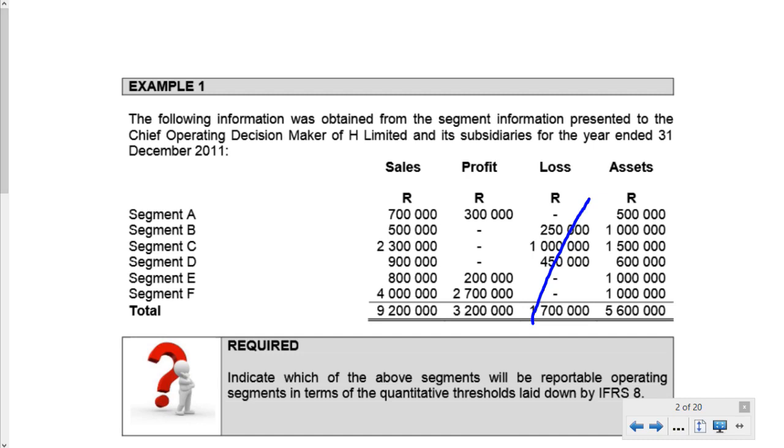Okay. So you're going to go through these using those 3 rules: 10% revenue, 10% profit, 10% assets, and you're going to tell me which of those would be reportable segments and which of those are not reportable segments. When you're done, I want you to add up the sales of the reportable segments and make sure it adds up to 75% of the total, which is 9.2 million. Okay.